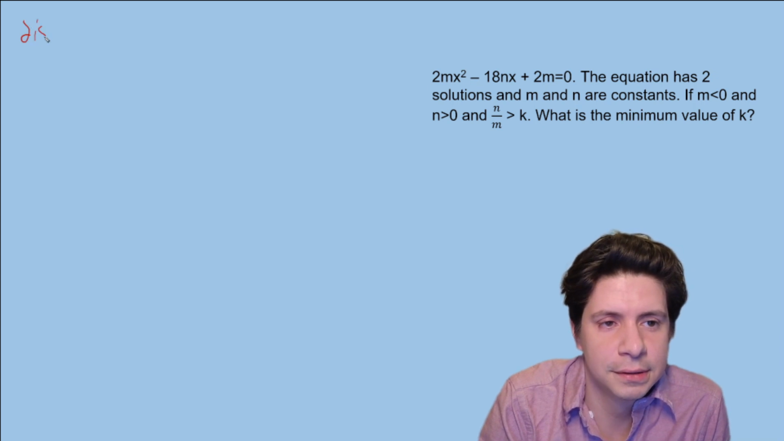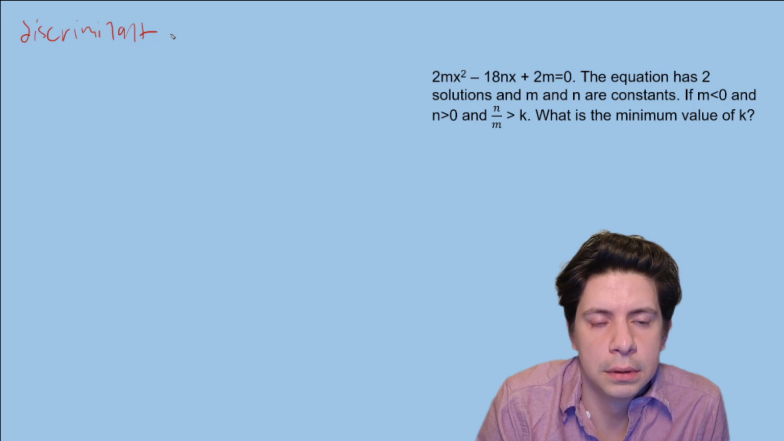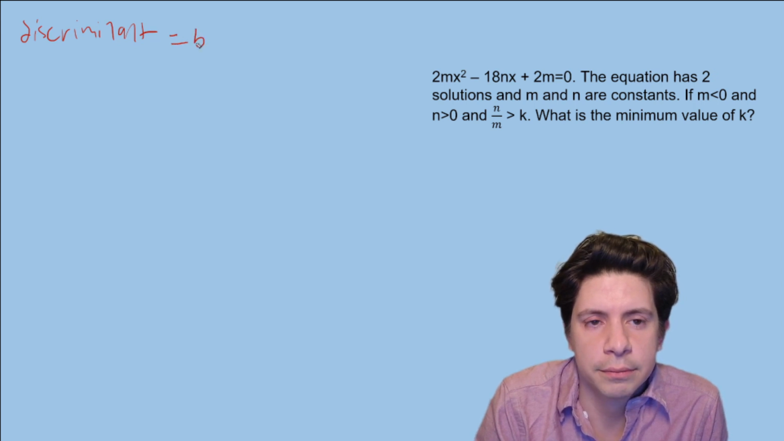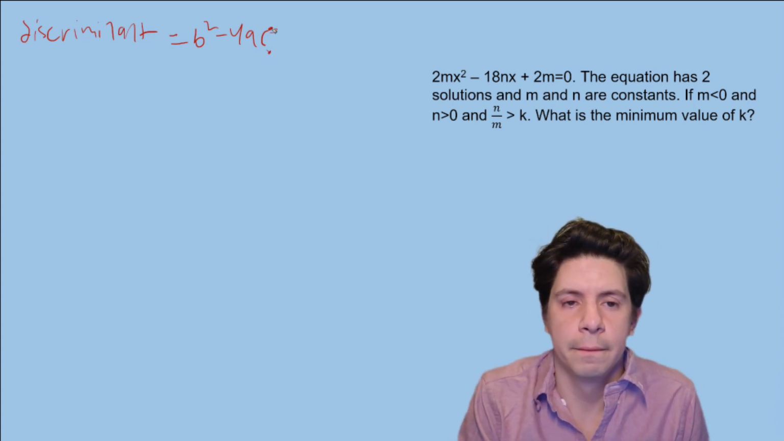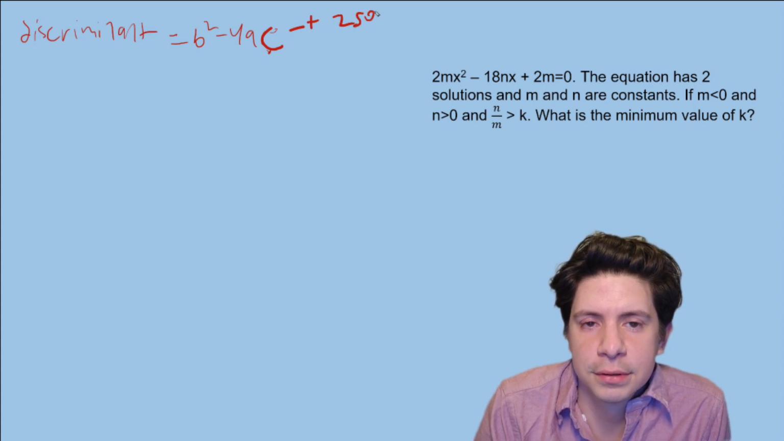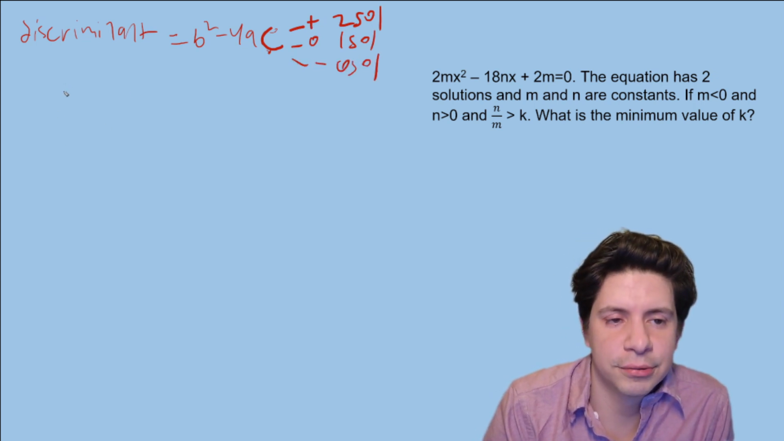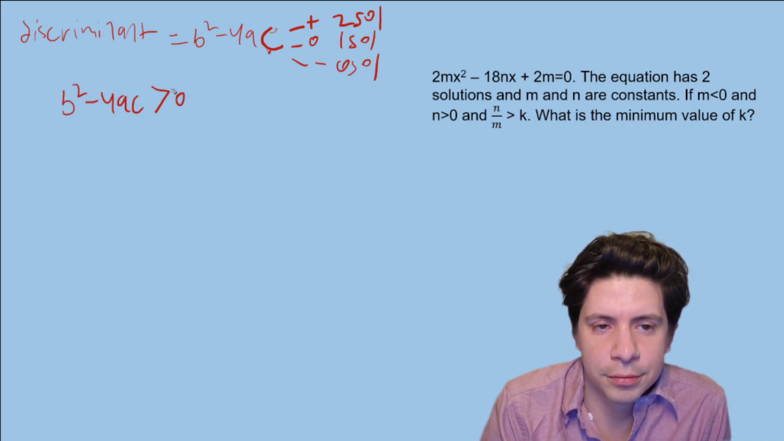So the discriminant equals b squared minus 4ac. When it's positive, you have two solutions. When it's 0, you have one solution. And when it's negative, you have 0 solutions. So this time it's positive, right? So b squared minus 4ac is greater than 0.